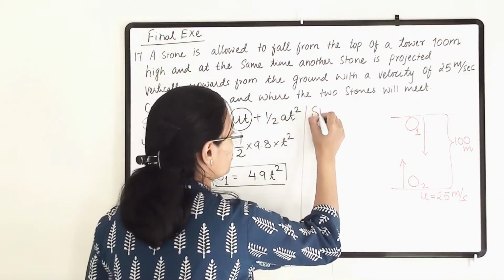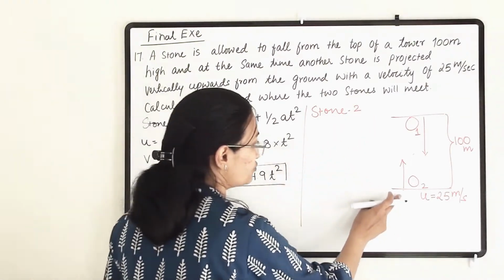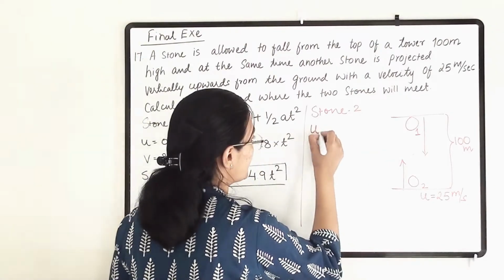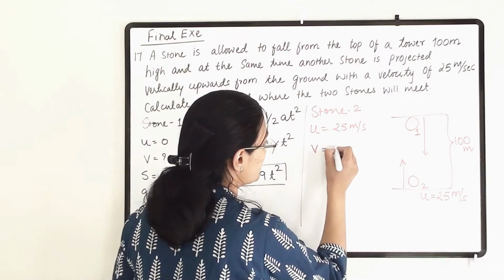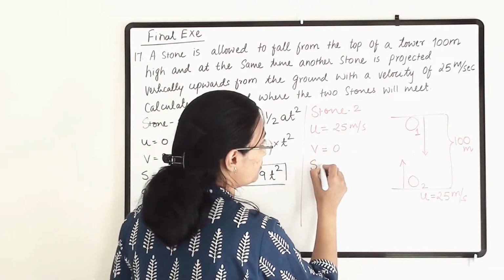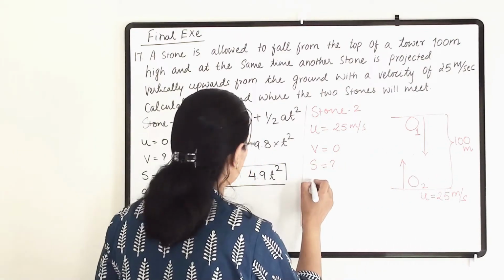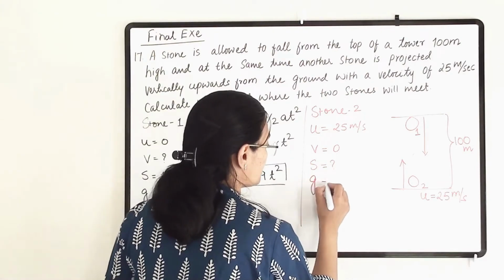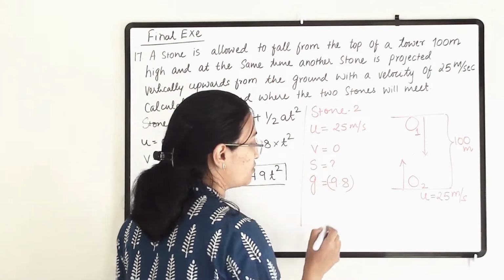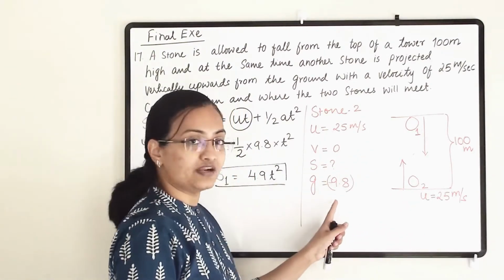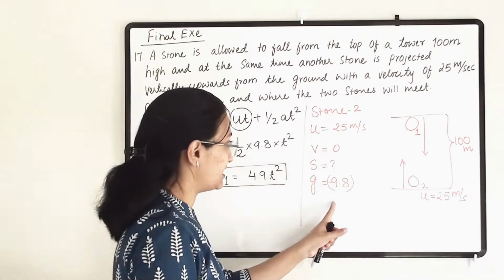Now for stone 2, we are going to find out the same thing. Stone 2 we are throwing upward, so it has an initial velocity of 25 meter per second. Final velocity is going to be 0. Distance we know it is going to cover is 100 meter, but we need to find that out. The gravitational acceleration we are going to take is 9.8, but that will be minus in this case because we are throwing it upward and that will be against the motion. So this 9.8 is going to be minus for the second stone.